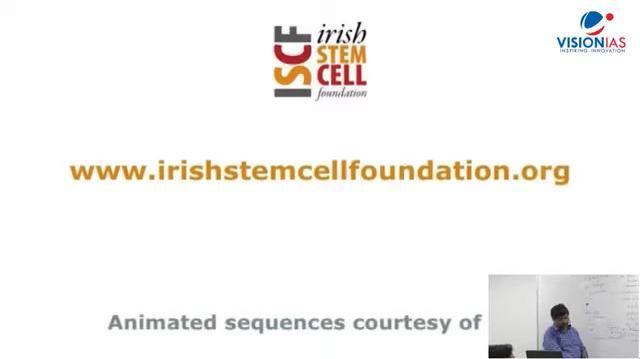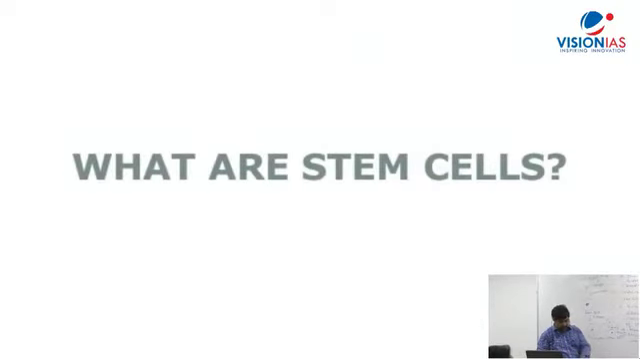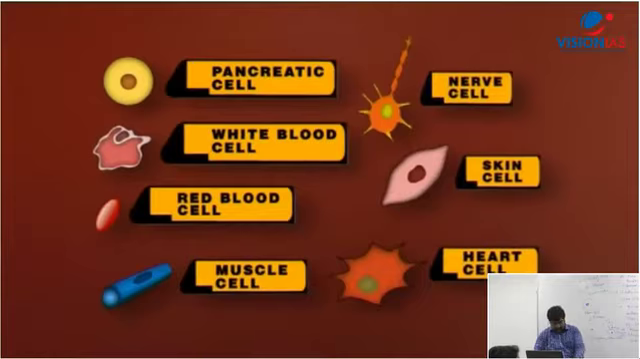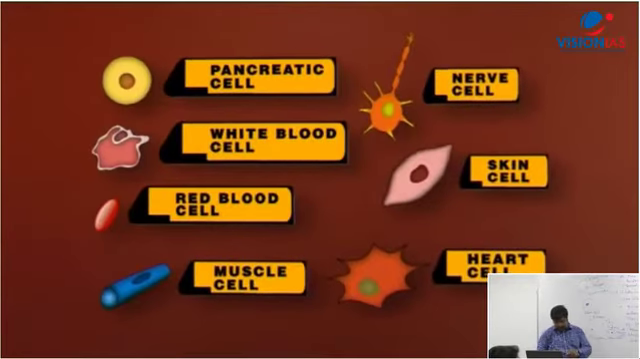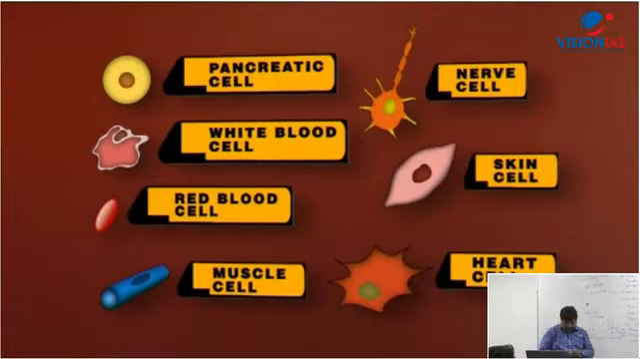This is a short movie by the Irish Stem Cell Foundation, which seeks to educate people about what stem cells are and what they can do for us. The human body is composed of over 200 cell types, each designated to a particular function. So, for example, a pancreatic cell is involved in the function of the pancreas, and the nerve cell is involved in the function of either the brain or spinal cord. A subset of cells, however, are different. These are called stem cells.